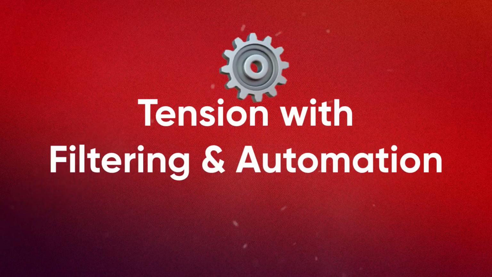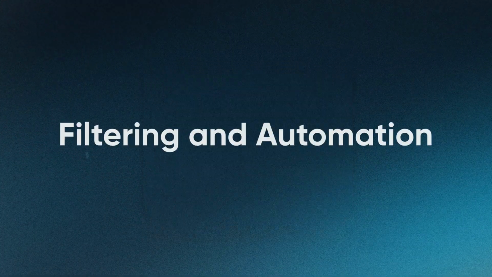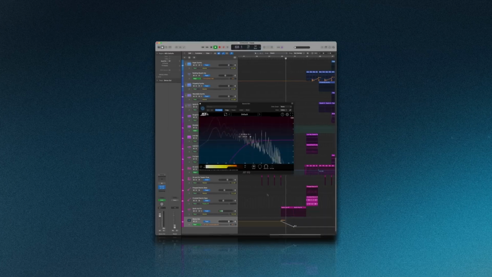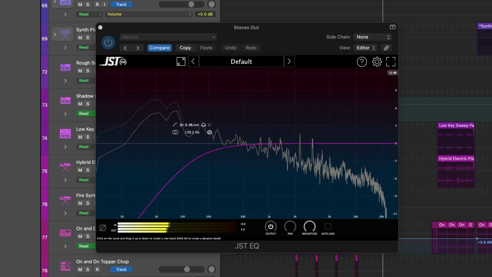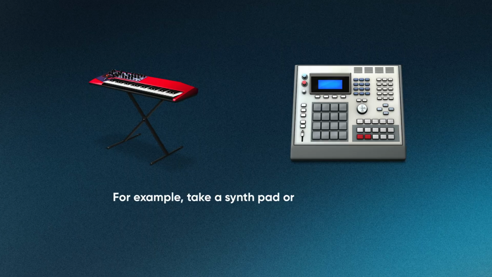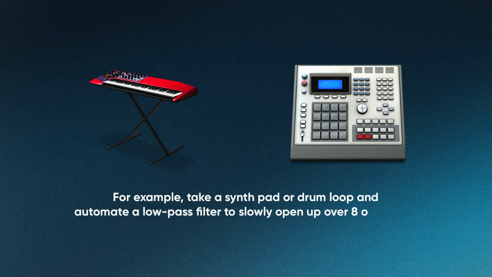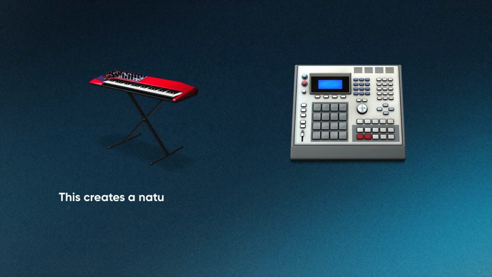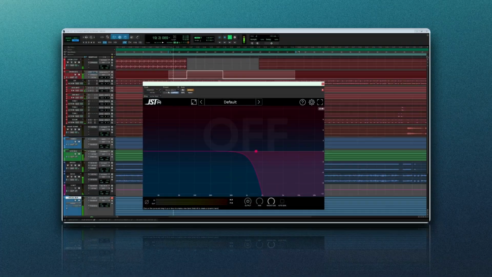The first step to an epic buildup is creating tension, and one of the easiest ways to do this is with filtering and automation. Gradually rolling off the low end or high end of a sound can create a sense of anticipation as the energy builds. For example, take a synth pad or drum loop and automate a low-pass filter to slowly open up over 8 or 16 bars. This creates a natural rise in energy and makes the drop feel bigger when the filter is fully opened.